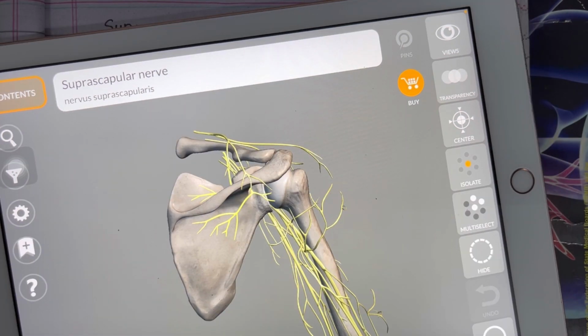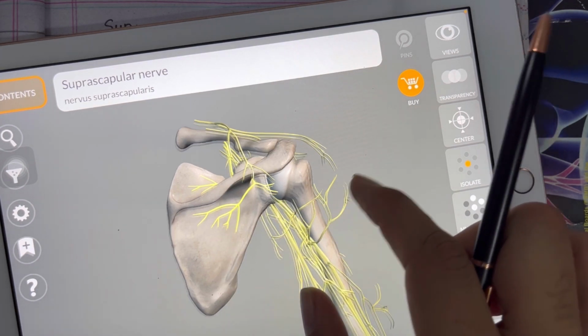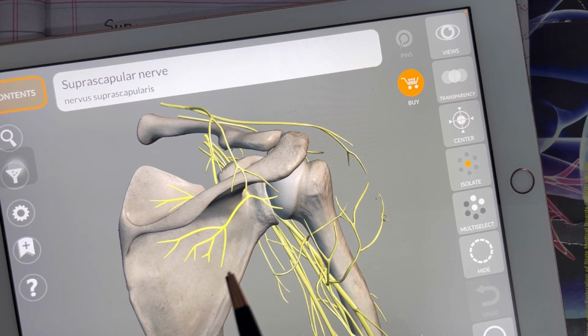Now student, moving toward the innervation of the supraspinatus muscle. The supraspinatus muscle is innervated by the suprascapular nerve. This is the suprascapular nerve.